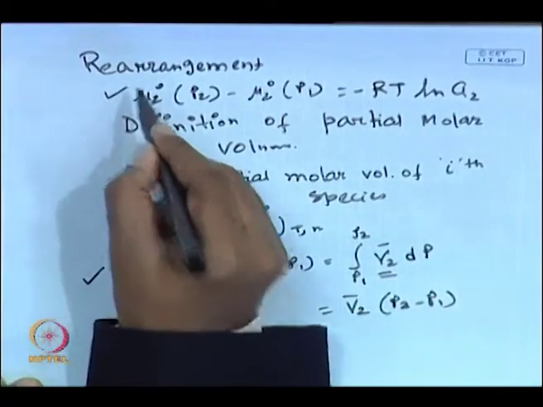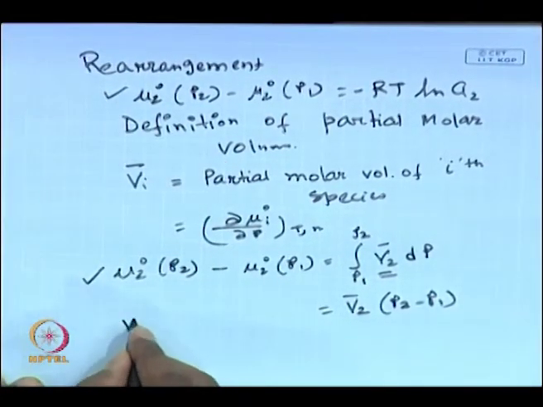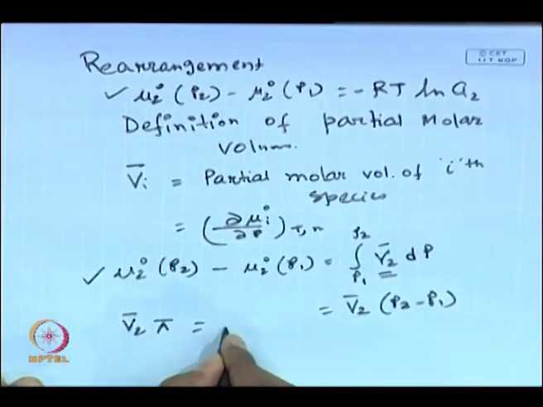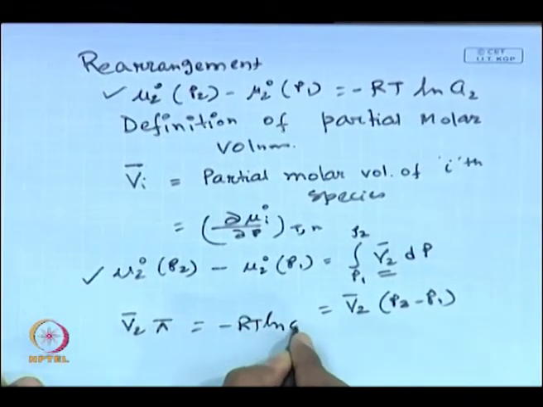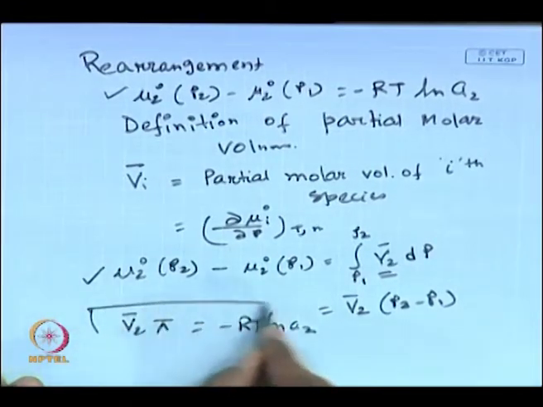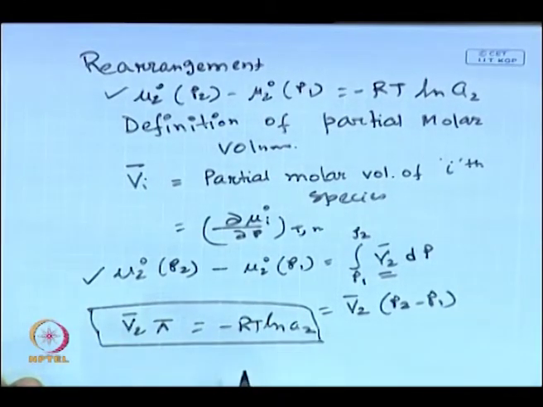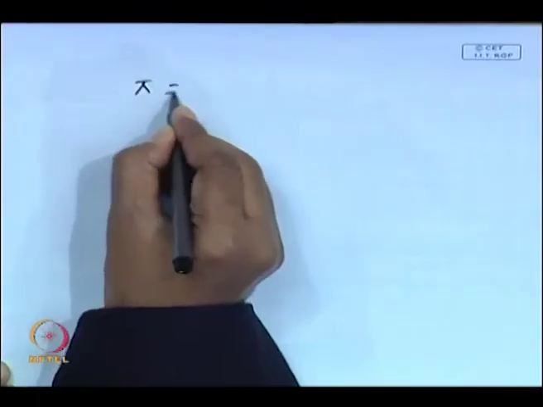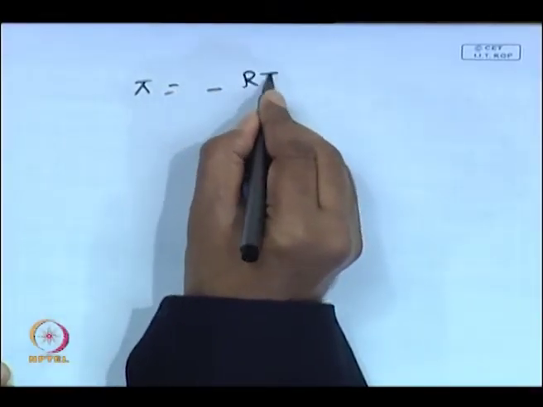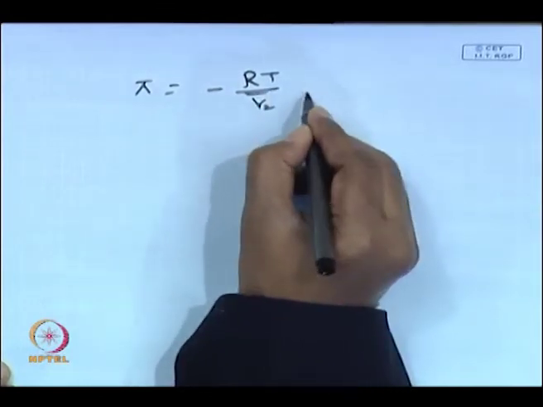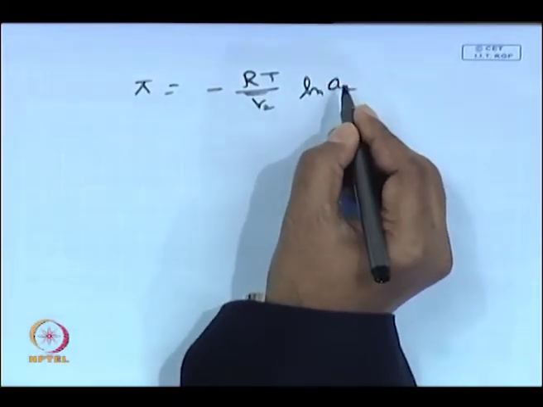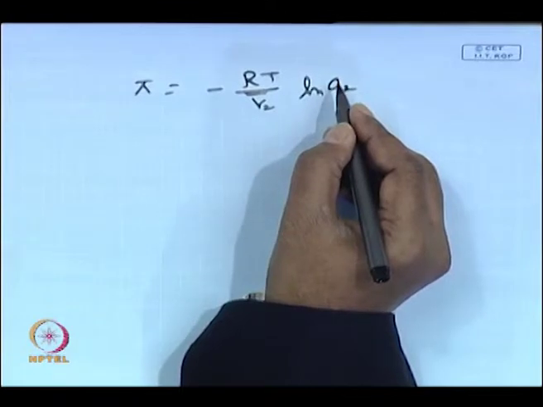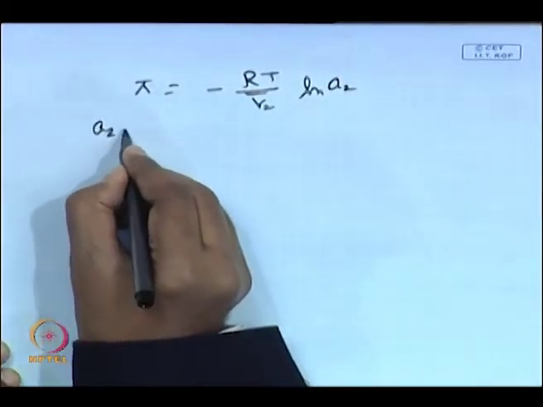So, now combine this equation and this equation, you will get V2 bar times pi is equal to minus RT ln A2. So, this will give a direct relationship of osmotic pressure with the activity of the solvent and temperature, and of course, the molar volume of the solvent, and pi becomes minus RT by V2 bar ln A2. Okay. So, what is A2? A2 is basically the solvent activity.